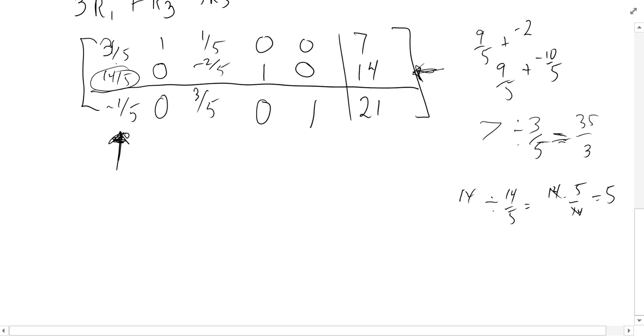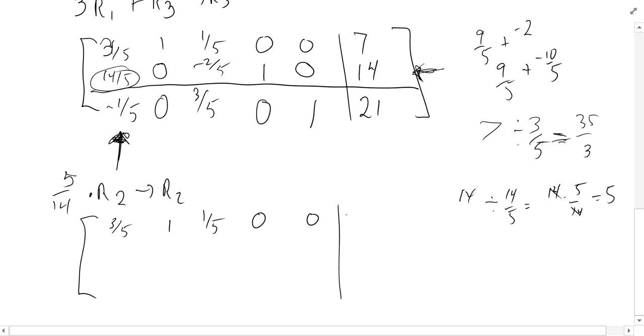So my next goal is to turn that 14/5 into a 1, and then make the two values above and below that 0. So I'm going to multiply by 5 over 14 times row 2, put it back into row 2 spot. That will make that into a 1. 5/14 times 14/5 will give us a 1. So the top row is going to stay the same: 3/5, 1, 1/5, 0, 0, 7. For now that's going to stay the same.